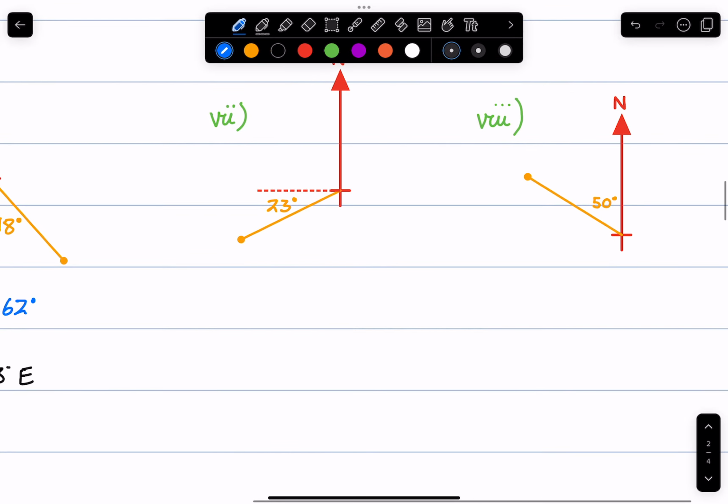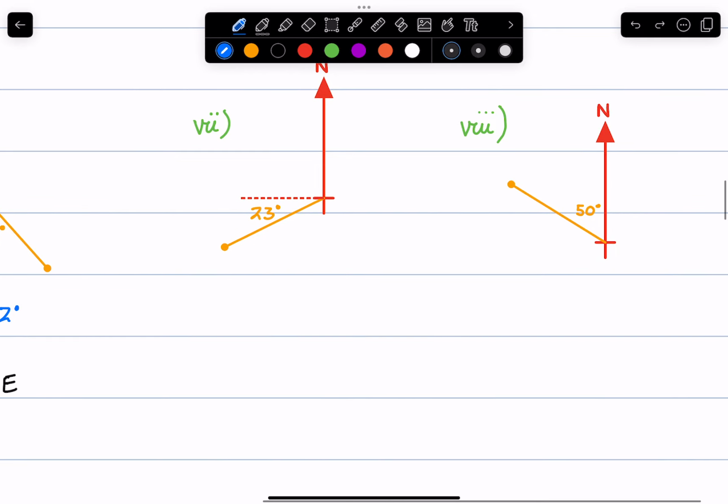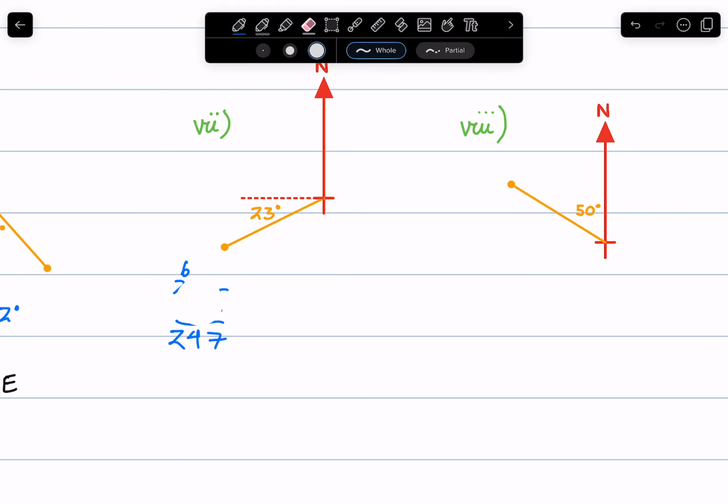Once again, for this one, doing the true bearing first. Starting from north, going clockwise, we need to figure out what this angle is. Once again, I hope you can see it would be 270 minus that 23 degrees. So 270 minus 23, that would give us 247 degrees. So the true bearing would be 247 degrees.